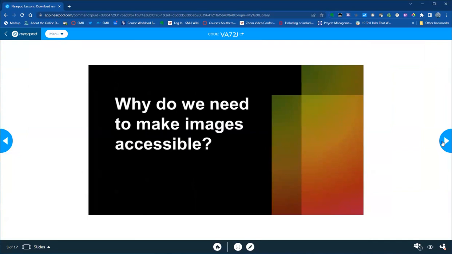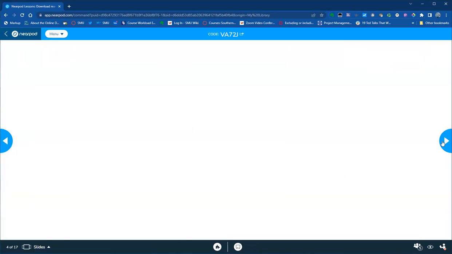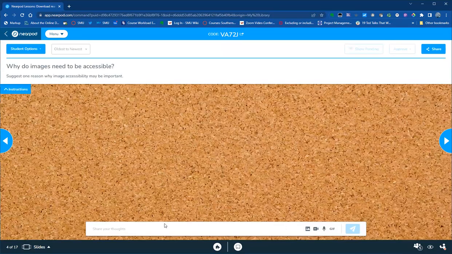But my first question is just why are we talking about this today? Why do we need to make images accessible? So if you're in Nearpod, you can type an idea here that'll pop up on the board, or if you're in the chat, please go ahead and put this into the chat. Why are we talking about images needing to be accessible? What's wrong with images just the way they are? So you can, with this corkboard, just type something in and click, and it just pops up like that. There we go.